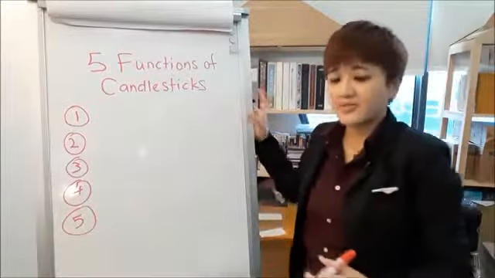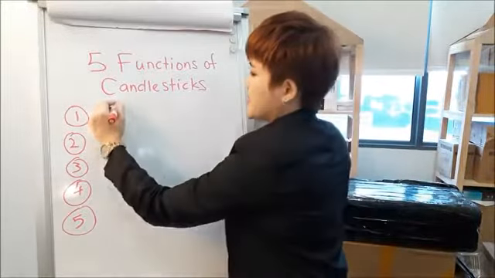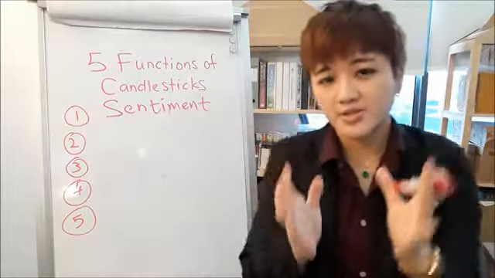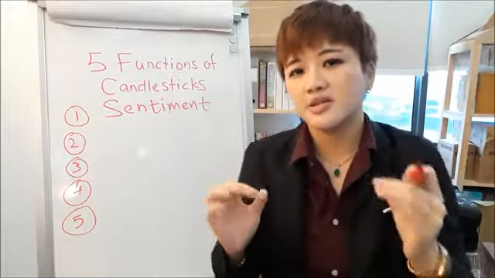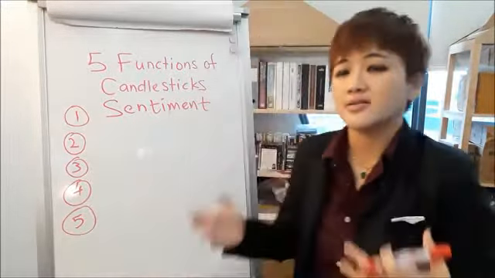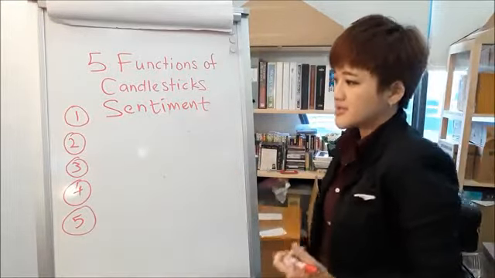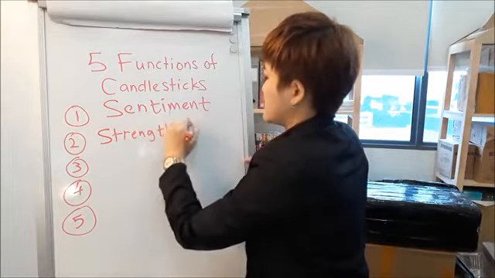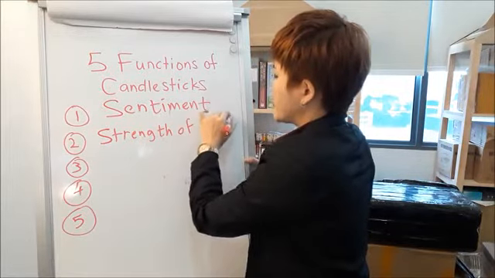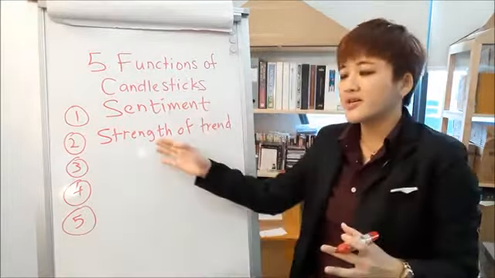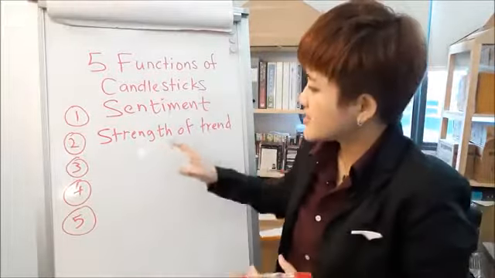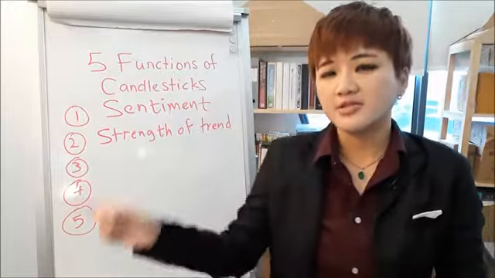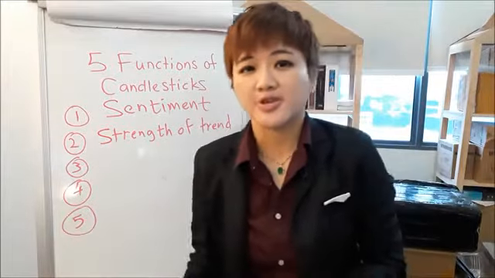So what are the functions of candlesticks? The first function is it tells you what the current sentiment is in the short term, because in the short term, markets are driven by fear and greed. Then the second function is, if you see a continuation pattern in the middle of the trend, it tells you that the trend is pretty strong. So it tells you the strength of the trend. Is the trend going to reverse or is the trend going to continue?